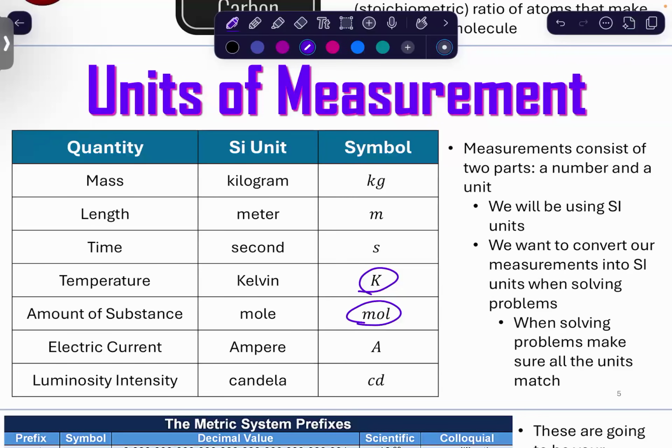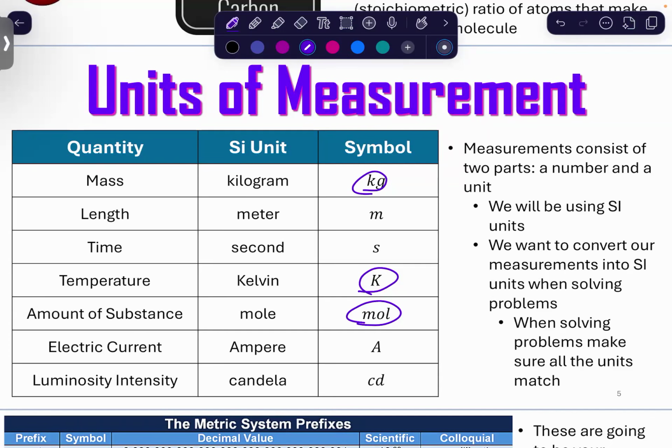The other two: if you take physics, you'll learn about amps. No one really talks about candelas, but it is another SI unit. There's not too many classes where I know candelas is used, but it's the intensity of a light source. But you're going to be worried about kelvins, moles, kilograms, and sometimes meters and seconds, but not a ton.